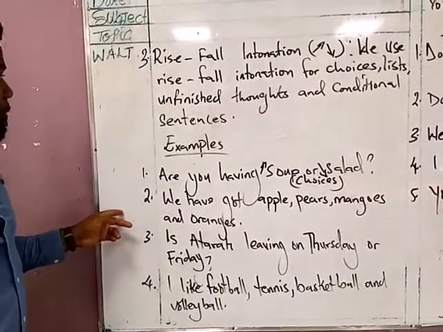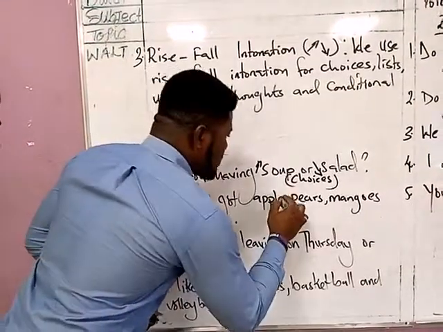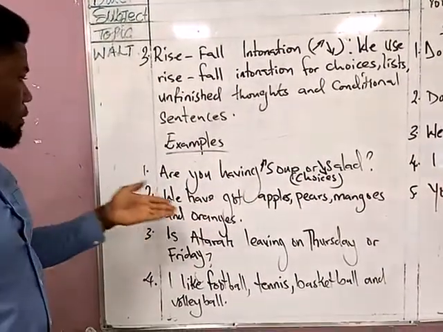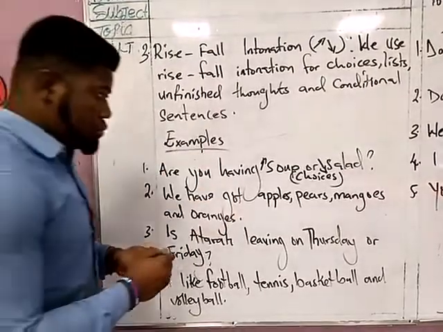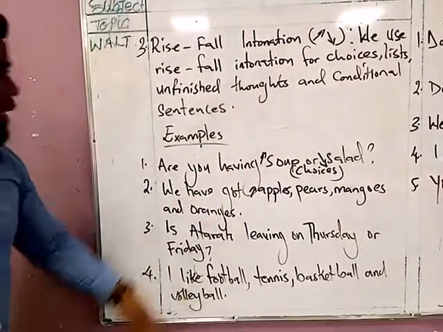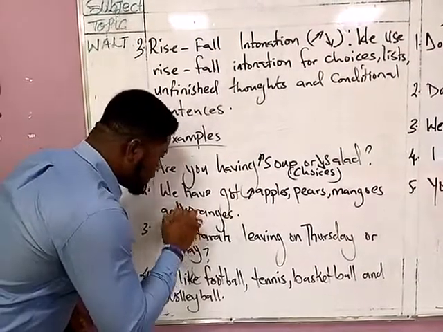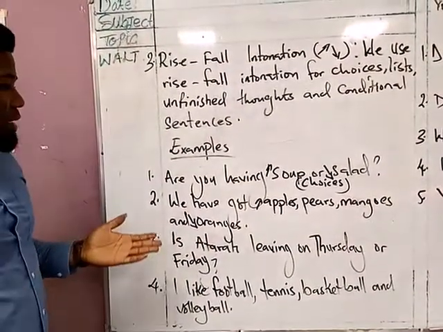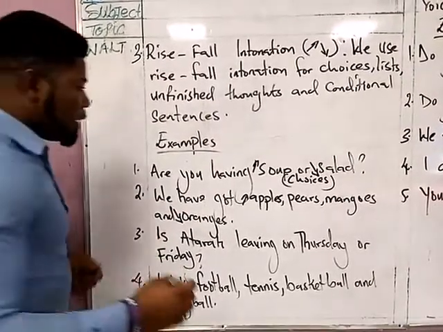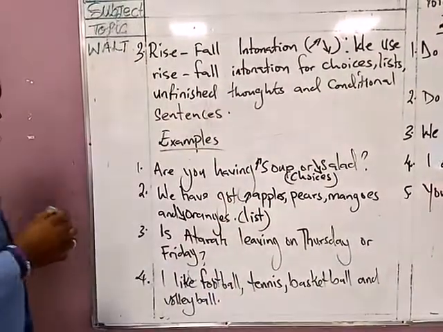2. We've got apples, pears, mangoes, and oranges. We've got apples, high pitch, here, pears, mangoes, and oranges. It goes down here, indicating the end of the list. So this is classified under what? Lists. Okay?